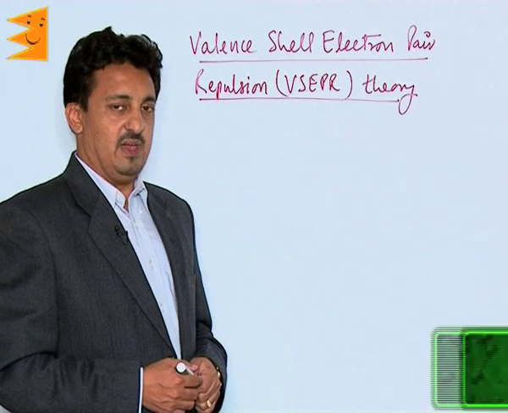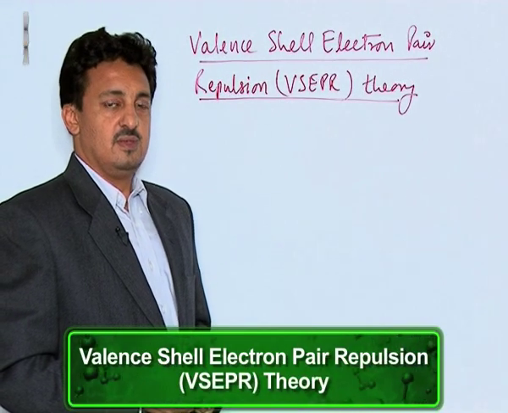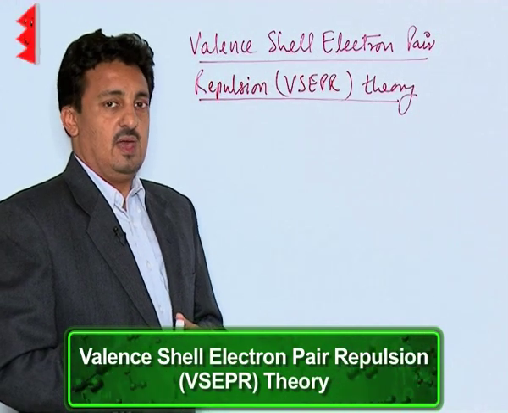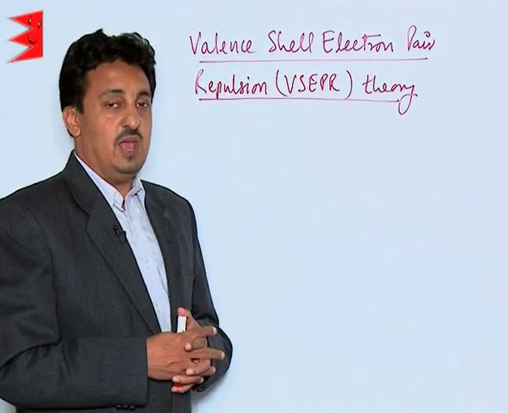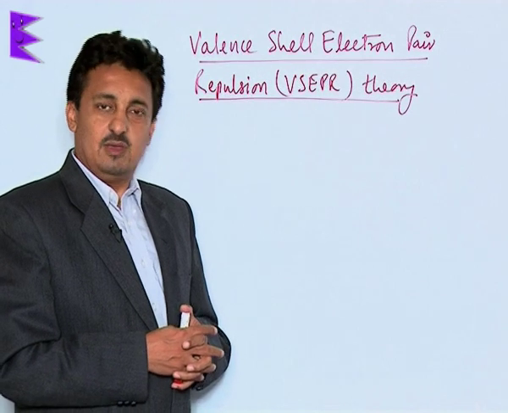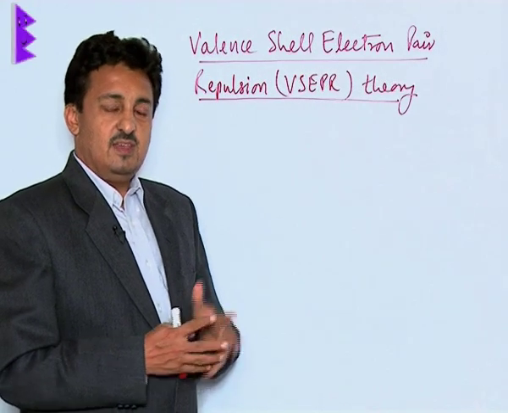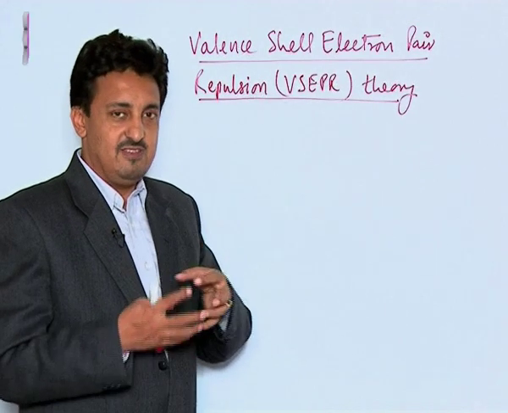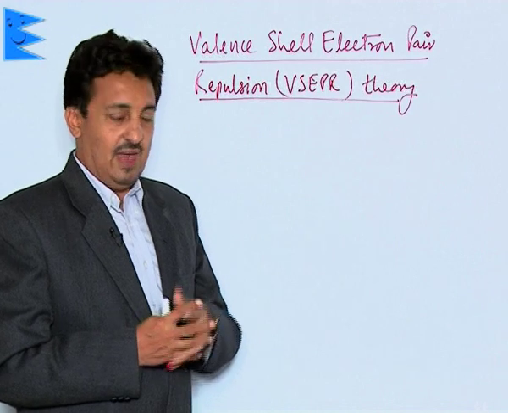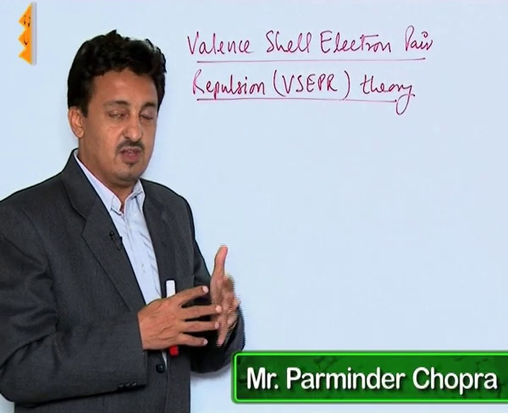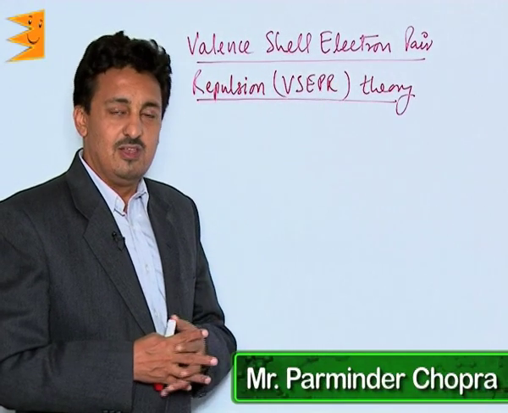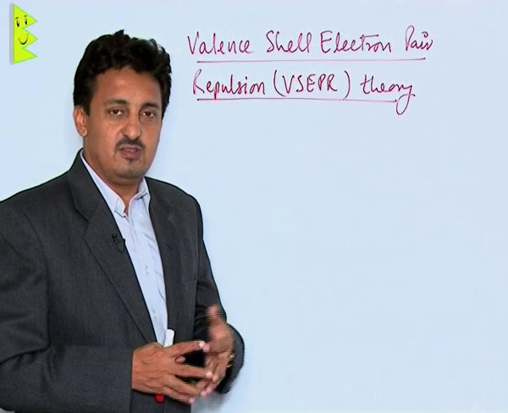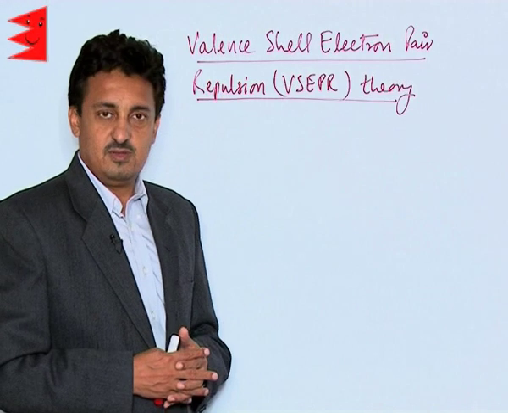Valence shell electron pair repulsion theory. This theory comes after the valence bond theory, and it mainly deals with the shapes or geometries of the polyatomic molecules. See, the Lewis concept only explained the reason why the atoms combine with each other to form the molecules, and it failed to explain the structure or the shape or the geometry of the molecular species, the nature of the bonds, types of bonds, and how these molecules are formed.